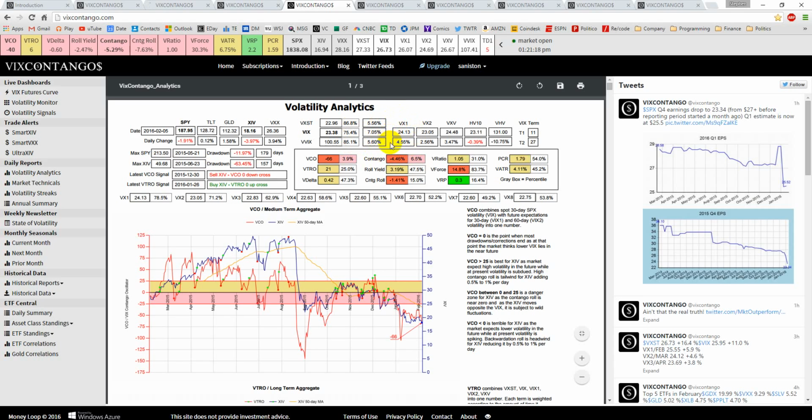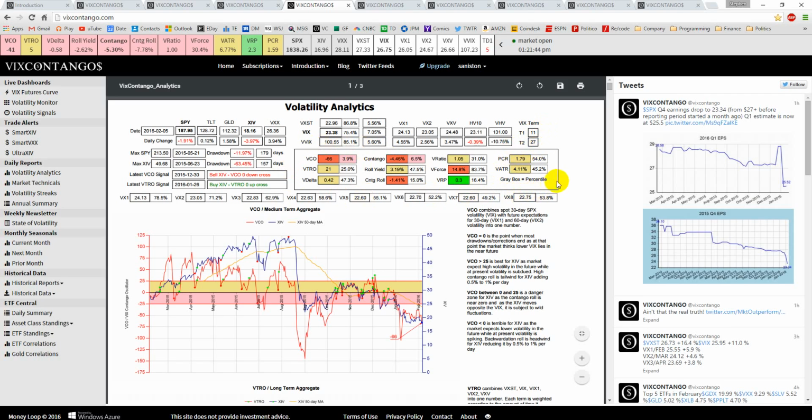Then we have a section here that covers the front month future, the back month future, the VXV, the HV10, and the VHV, as well as how much time is left in the terms. T1 is the front month term, and then T2 is the back month term. So as of last Friday, there were 11 days left.